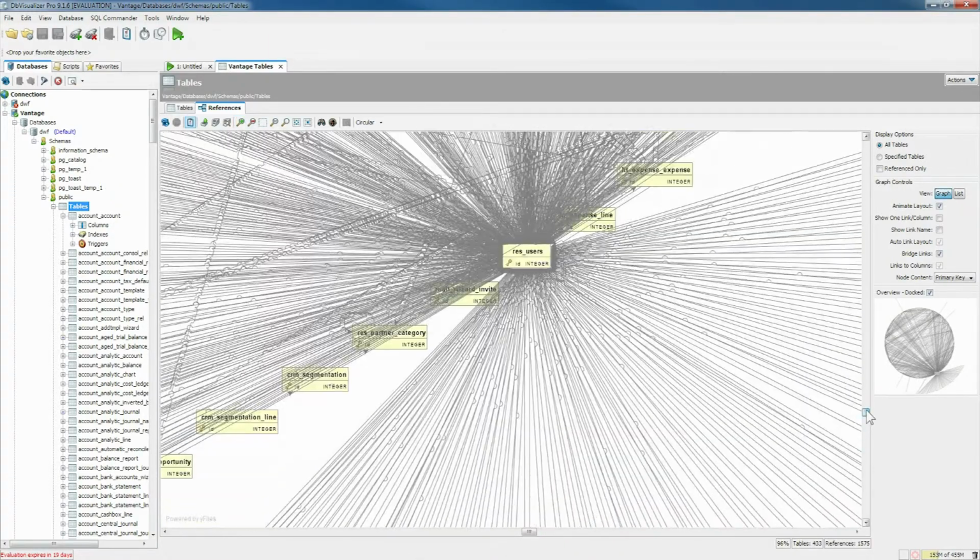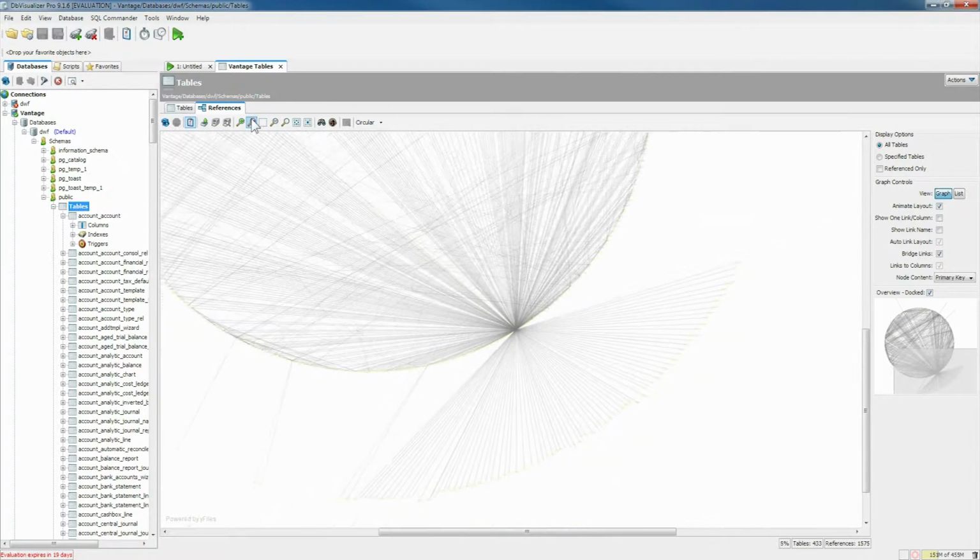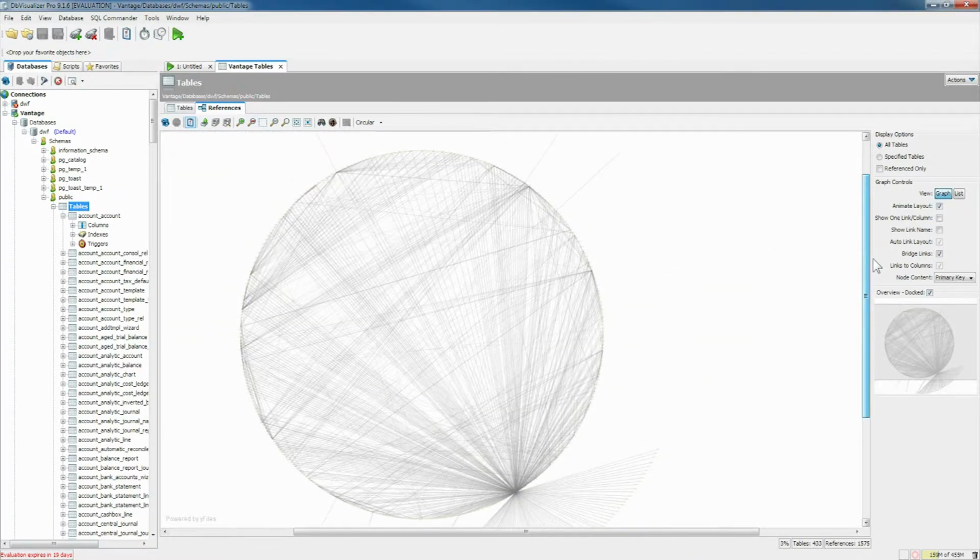What is clearly the starting table to work from is a table here called res users. You can see all these hundreds and hundreds of connections coming in from other places, other tables. So that's where we started loading the data. But there's other important points as well that tell us where to go next.